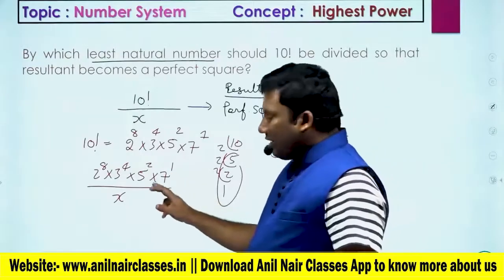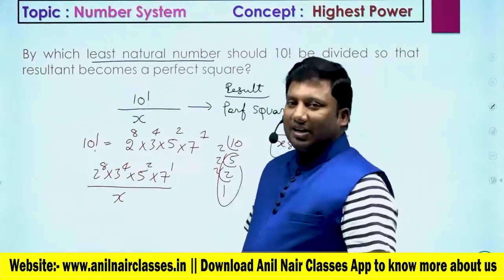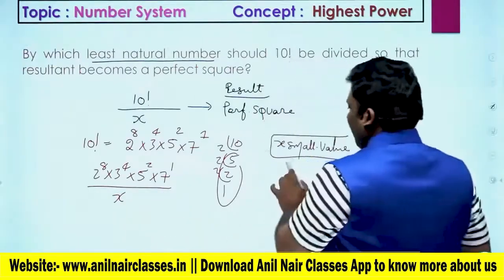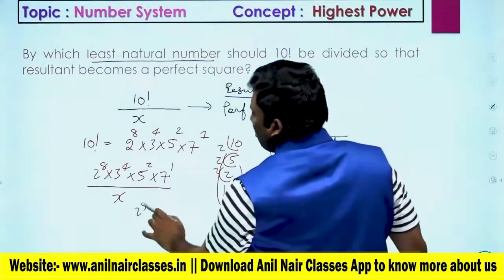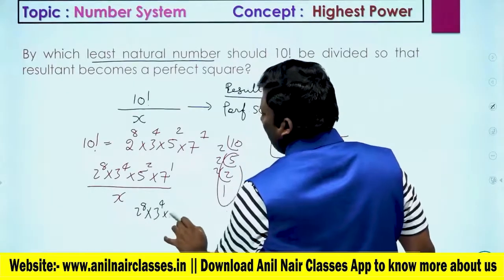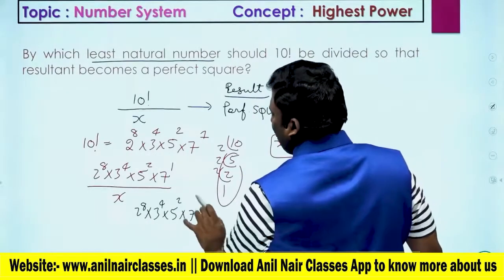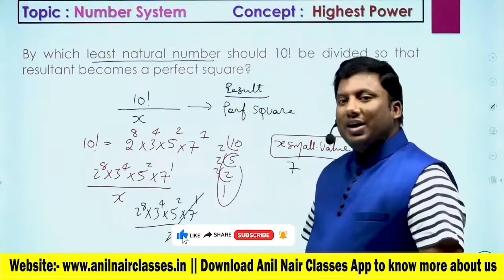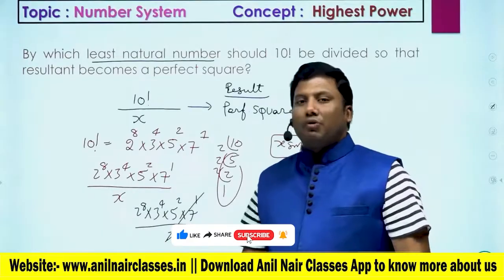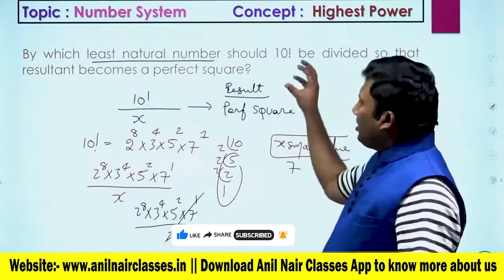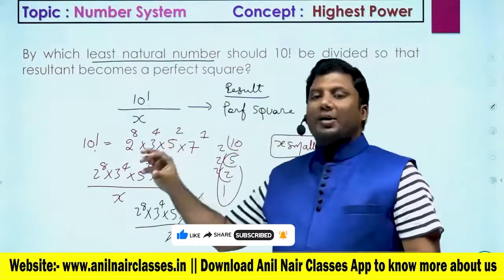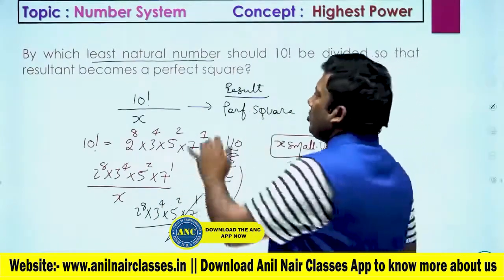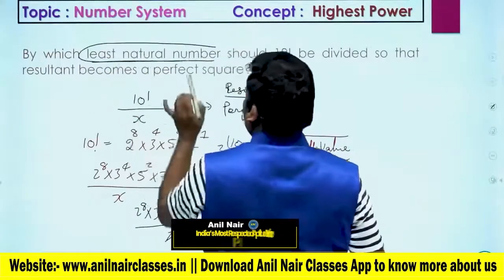Now 7 is there. If I keep 7 in the denominator, 7 will go away. 2 power 8 into 3 power 4 into 5 square into 7 power 1 divided by 7. What do you mean by a perfect square? Power should be an even number. 8, 4, 2 are even numbers. So 10 factorial should be divided by 7 such that the resultant is a perfect square. The smallest natural value is 7.